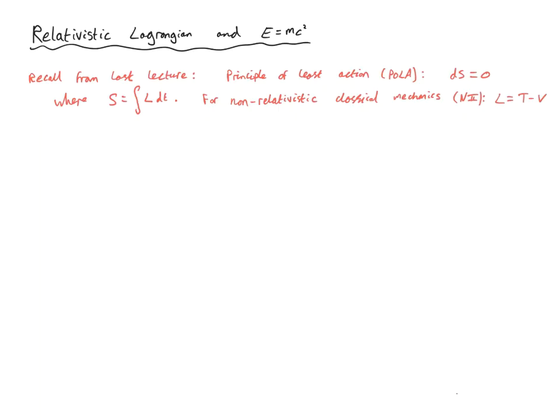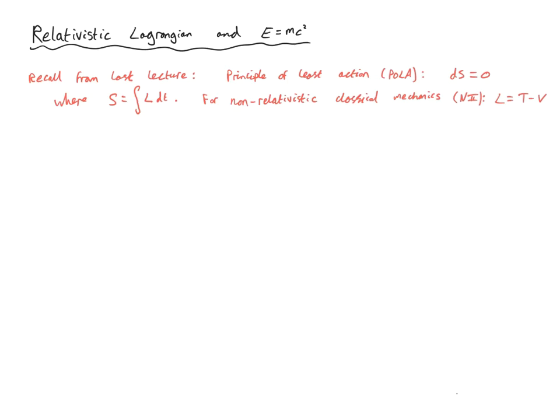In the first part of this lecture, I want to build upon the work that we did in previous lectures and generalize the concept of Lagrangian mechanics to the case of special relativity. So we're going to generalize from the non-relativistic classical mechanics of Newton, that's basically Newton's second law, to classical mechanics incorporating special relativity from Einstein. So let's just recap what we did in the last lecture.